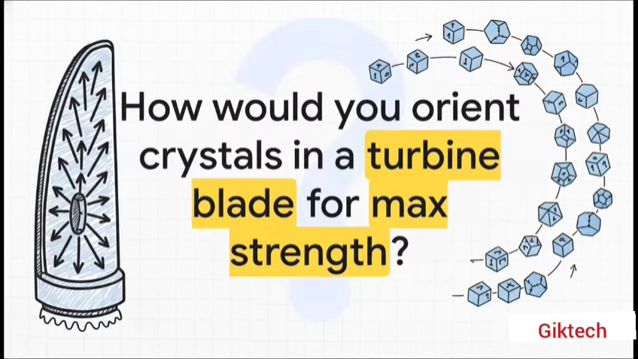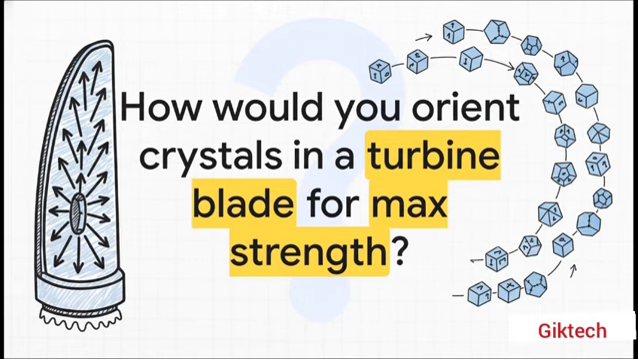So, I'll leave you with a design challenge, because understanding anisotropy isn't just for an exam. This is real-world engineering. Imagine a jet engine turbine blade spinning thousands of times a minute. The centrifugal force is immense, and it's pulling straight out along the blade's length. Knowing what you know now, how would you want to orient the iron crystals inside that blade?